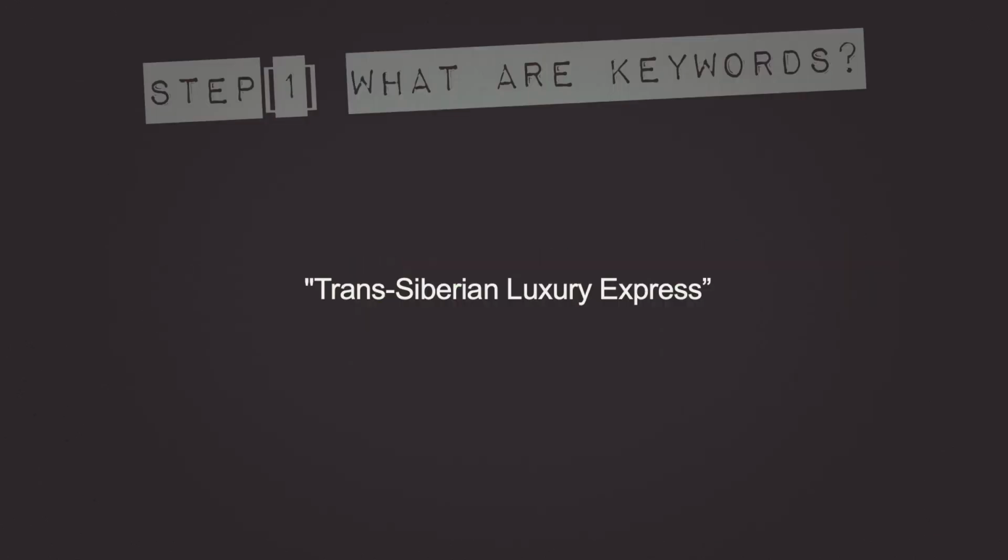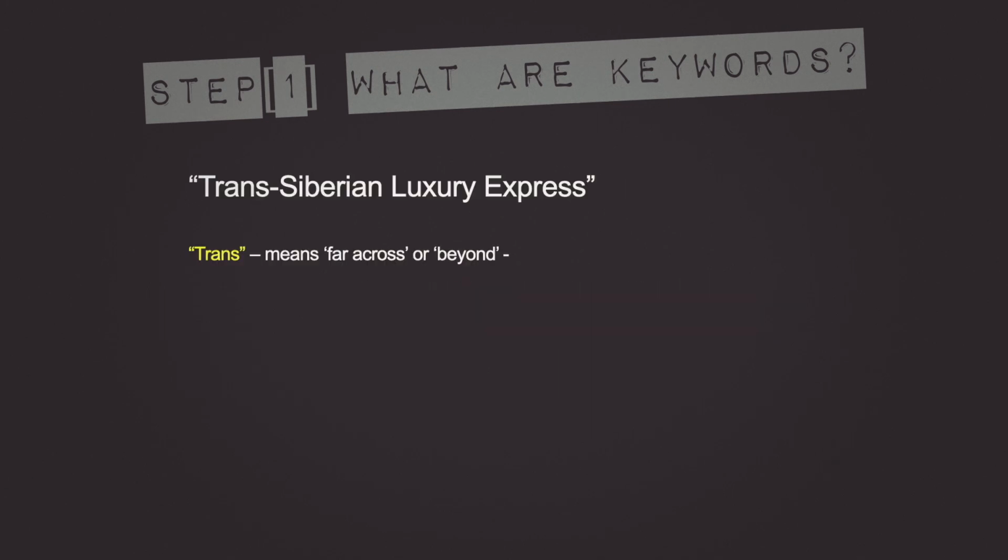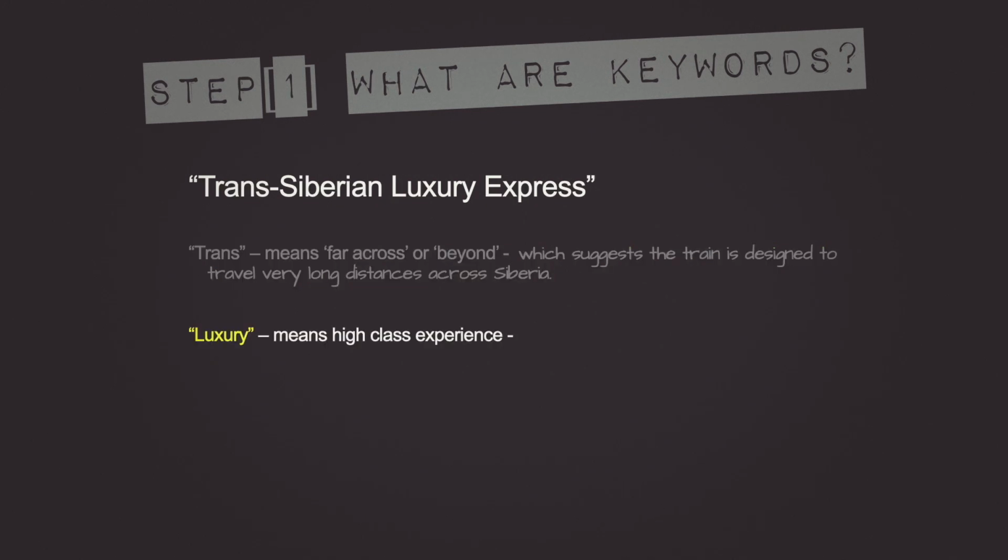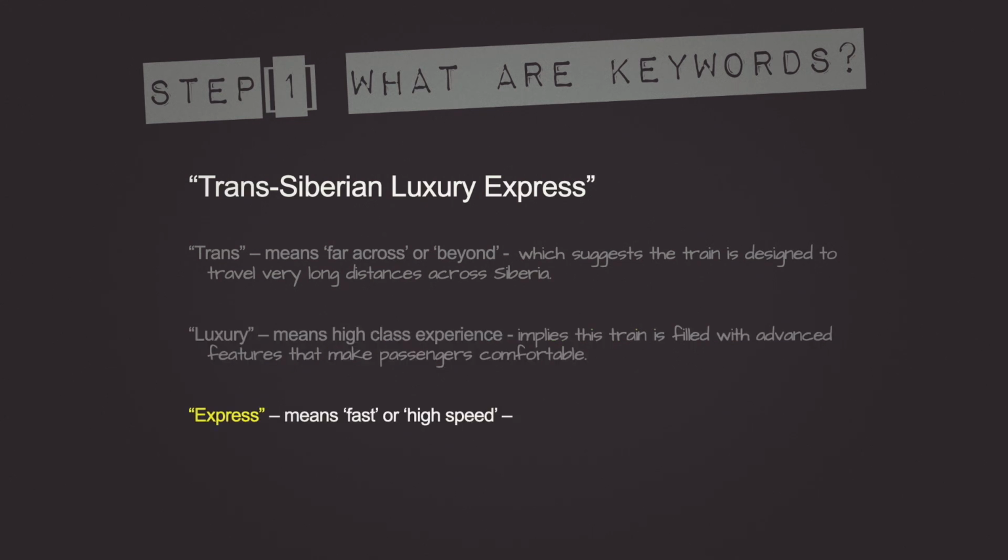All right, let's continue. In source A, if we examine the quotes, we can see that Trans-Siberian Luxury Express has three cool keywords that tell us a lot about the train. Trans, which means far across or beyond, suggests the train is designed to travel very long distances across Siberia. Luxury, which means high-class experience, implies the train is filled with advanced features that make passengers comfortable. Express, which means fast or high speed, also implies the train is powerful, so they can travel long distances, building on the ideas above.